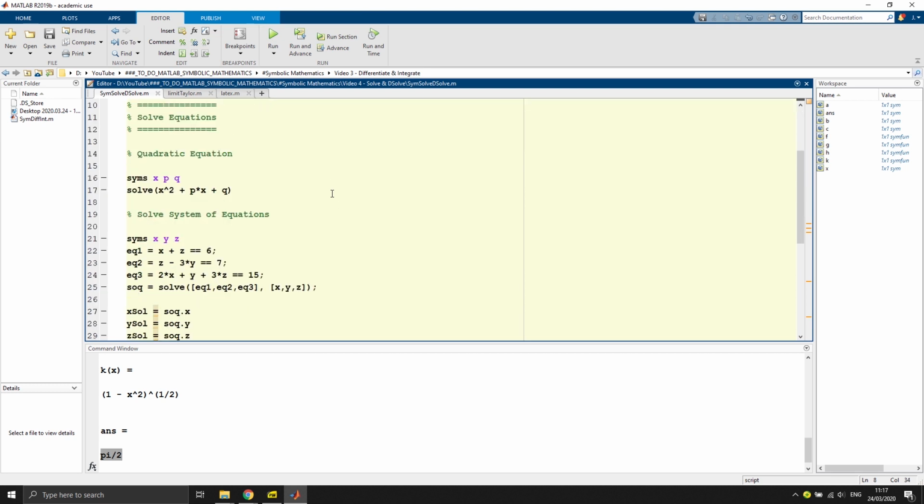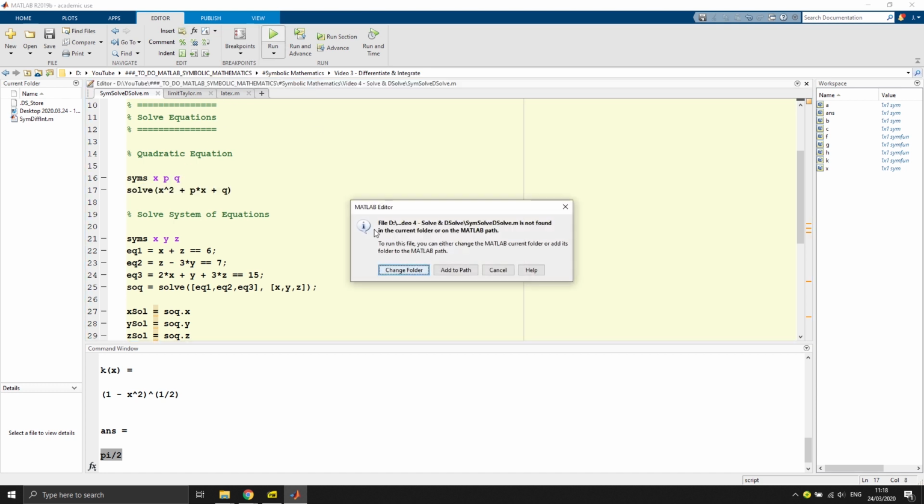So let's get started. What we can do with MATLAB is to solve quadratic equations. So here we have defined again our objects x, p and q, and we solve this quadratic equation right here. So let's just execute this script.